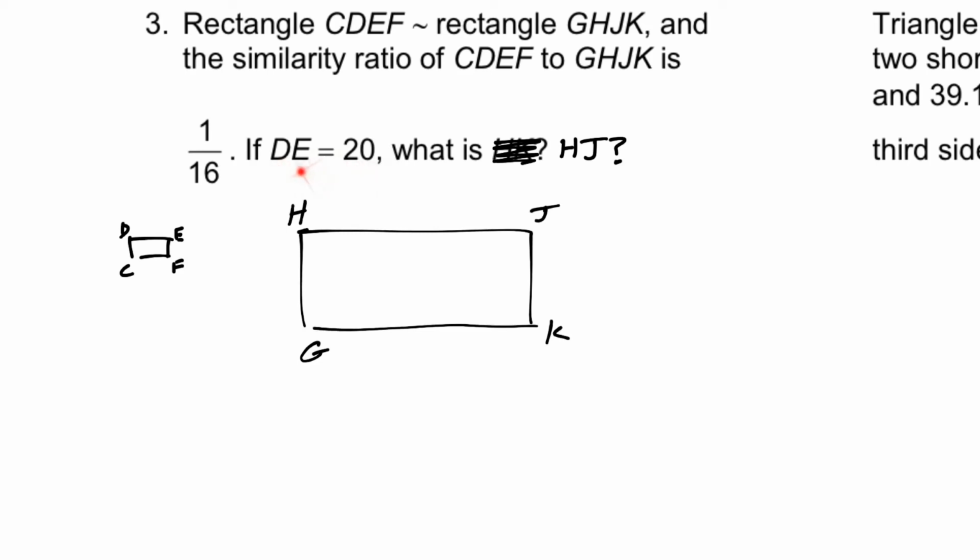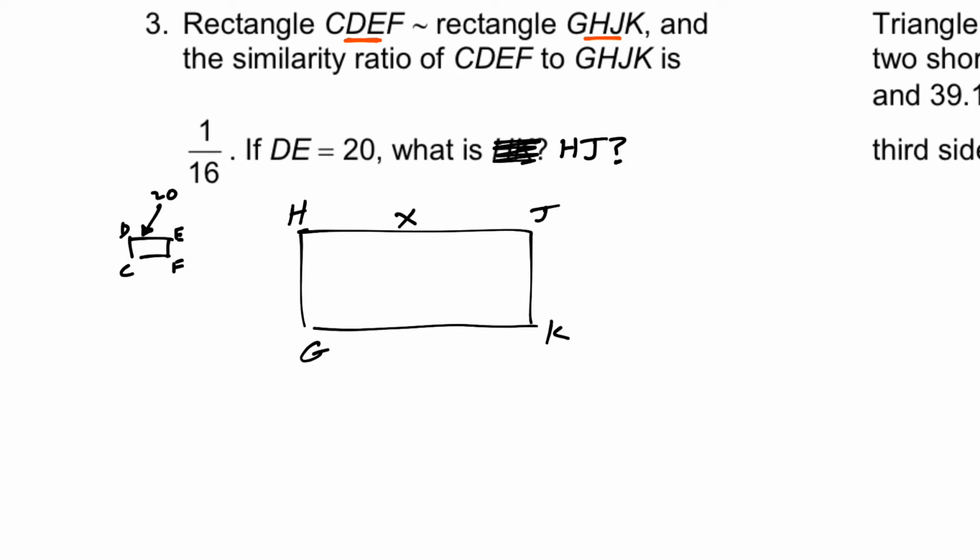We're given that DE equals 20. So this segment length right there, that side, is 20. And then we're trying to find the length of segment HJ, so we'll call that X. Again, we can see from our similarity statement that these two letters in the middle have to correspond to these two letters in the middle that I've underlined in red. So segment DE really does correspond with segment HJ. So let's go ahead and make a fraction out of that.